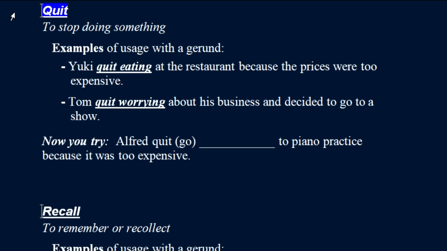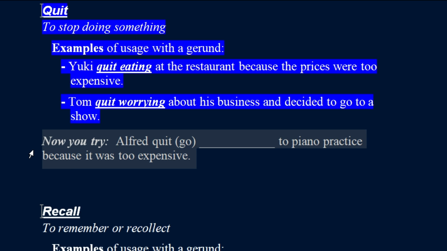Quit, to stop doing something. Examples of usage with a gerund. Yuki quit eating at the restaurant because the prices were too expensive. Another example. Tom quit worrying about his business and decided to go to a show.